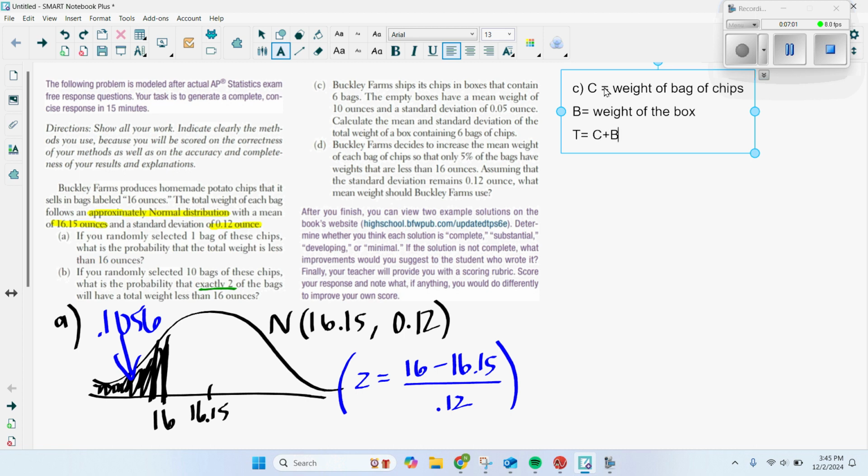So I'm going to define a new variable as T is C plus B. This is mostly for my sake to keep track of my variables. If I'm trying to find the mean of T, I can just add these up. Now, I actually need to go back up to the total for a second.